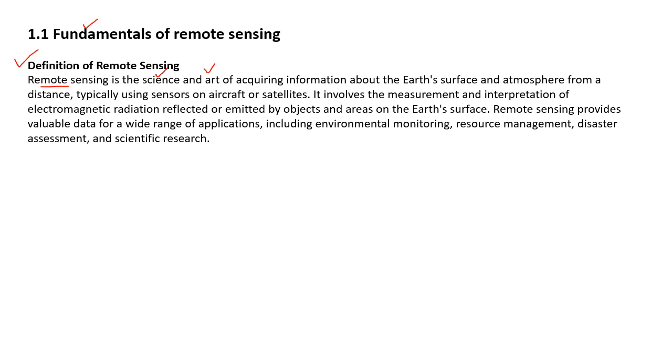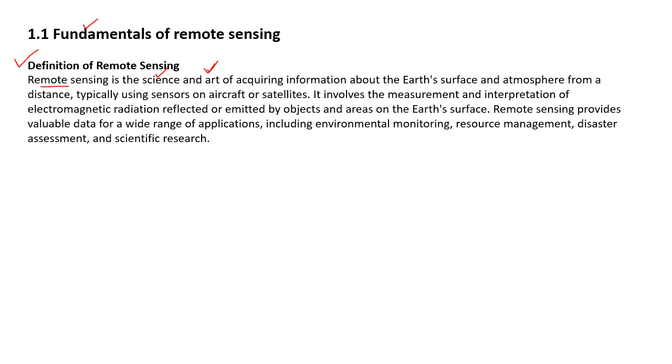Why science and art? Science, because we are learning the electromagnetic spectrum, we are learning the sensors, and some people are learning more about satellite technology. And why am I calling it art? Because there is some art also in making the maps: how precise or how beautiful you can present an area in the form of a map. So this is art and science both.